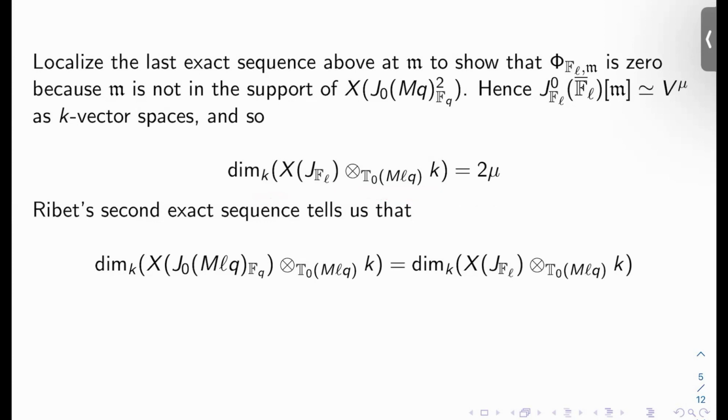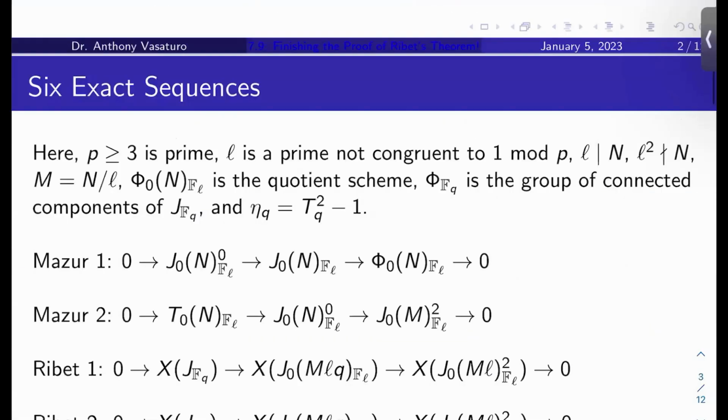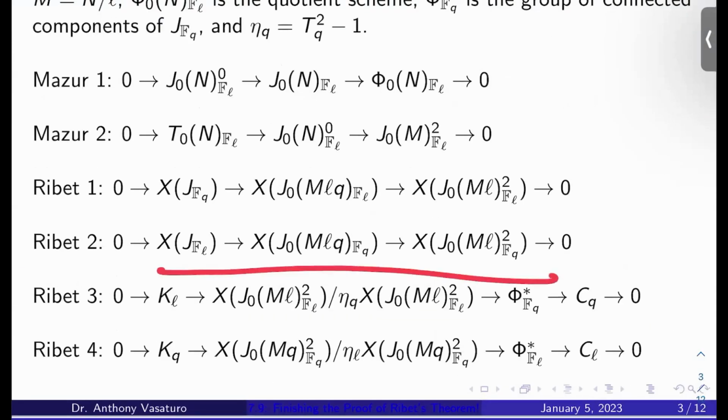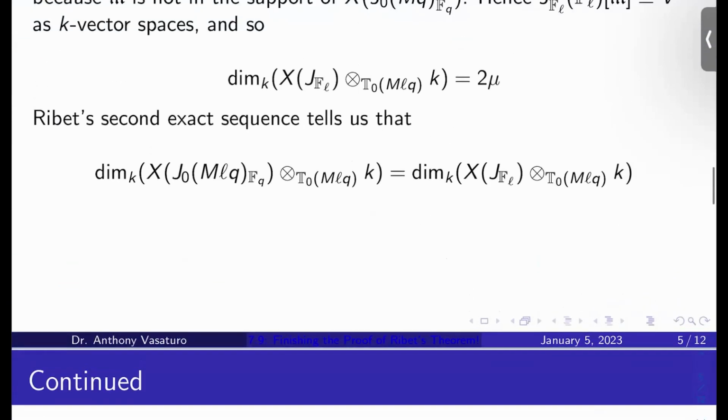Now, Ribet's second exact sequence here, because I'm assuming that rho is not modular of level ML, these guys have to have the same dimension when we tensor up to K over T0 of MLQ as K vector spaces. So pay attention also to the fact that the K dimension of this character group at level MLQ tensored up to K over this full Hecke algebra is the same as the K dimension of this character group tensored up to K over T0 MLQ.